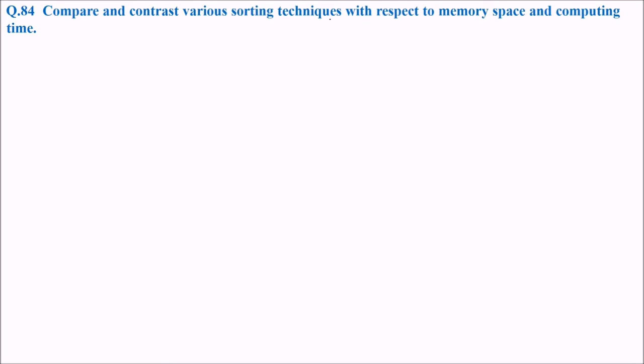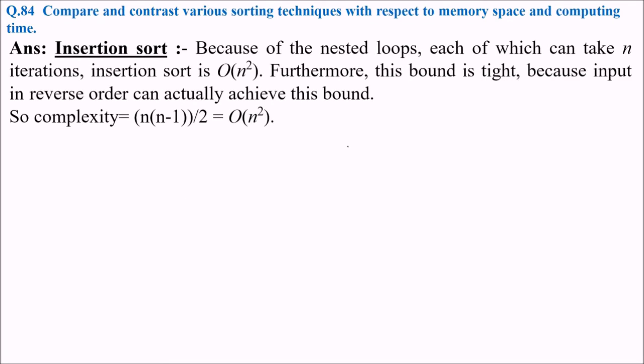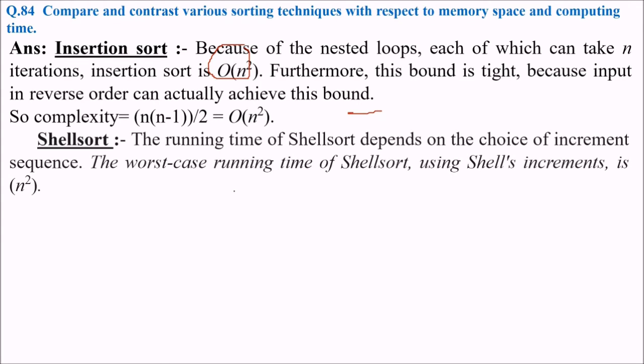Compare and contrast various sorting techniques with respect to memory space and computing time. So first of all, insertion sort, because of the nested loop, each of which can take n iterations, is going to take order of n square. This bound is tight because it is an asymptotic bound, big O notation, because input in reverse order can actually achieve this bound. So complexity will be n minus 1 by 2, that is again order of n square.